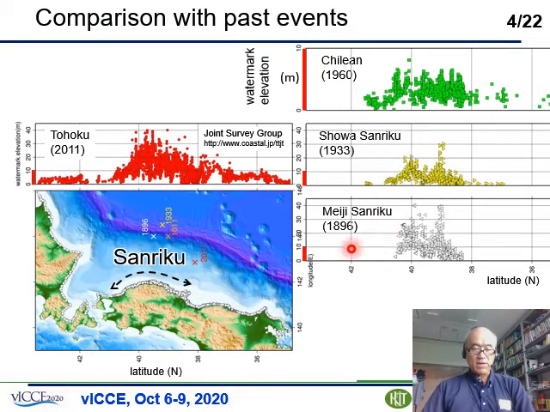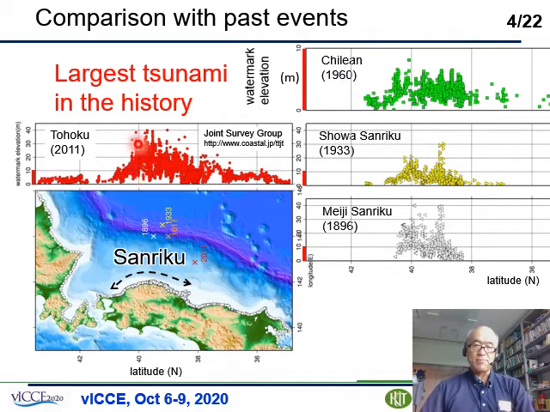The tsunami watermark heights in past tsunamis are plotted on the right. Please note that the tsunami height in the Chilean tsunami is different from the others. If we compare the tsunami height and the size of the affected area, definitely the 2011 Tohoku tsunami was the largest tsunami in history.